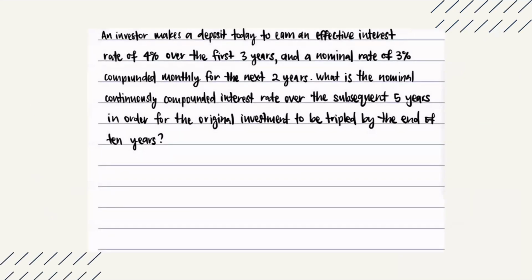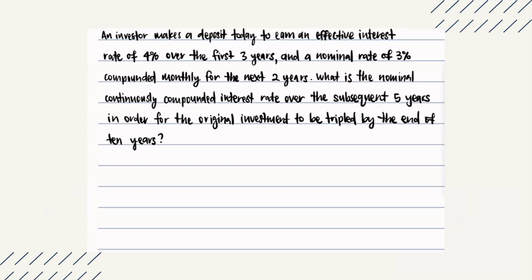Let's take a look at an example to solidify our understanding of the accumulation function. An investor makes a deposit today to earn an effective interest rate of 4% over the first 3 years and a nominal rate of 3% compounded monthly for the next 2 years. What is the nominal continuously compounded interest rate over the subsequent 5 years in order for the original investment to be tripled by the end of 10 years?